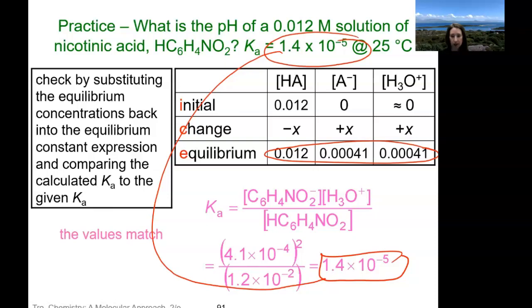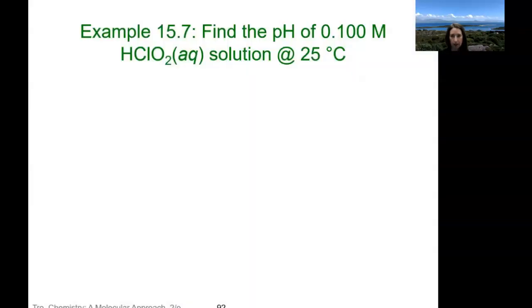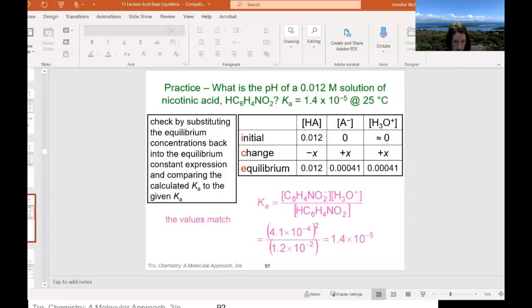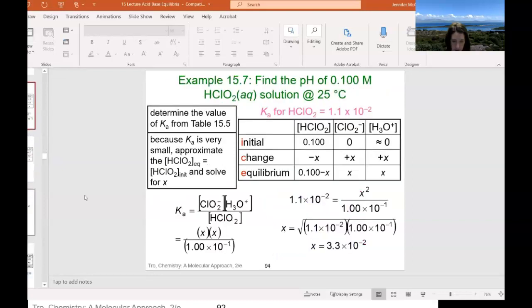Questions? Okay, this one's for you. I'm going to have you try this one. Let me get you the Ka, just really quickly. The Ka of HClO2 is 1.1 times 10 to the negative 2.